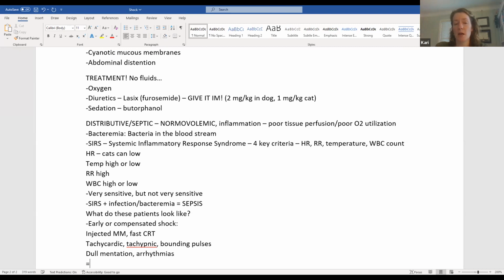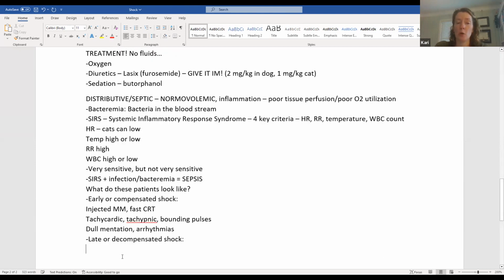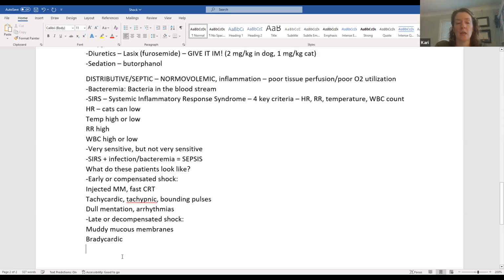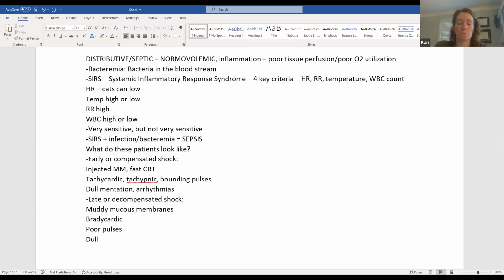And then as time goes on, that body's response to the inflammation runs out, and you can get late or decompensated shock, septic shock. And those patients are the ones who look like they have muddy mucous membranes. Cats will often be bradycardic in this stage. Sometimes dogs too, but usually cats. They'll have poor pulses. They'll be really dull. I feel like those are all of the big things. How do we treat these guys?